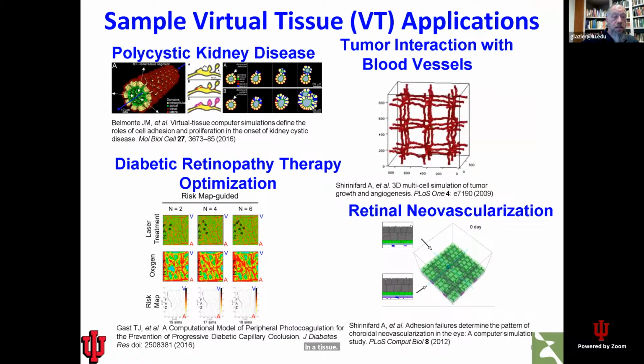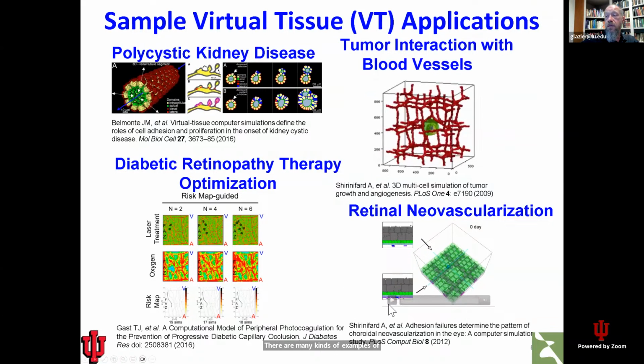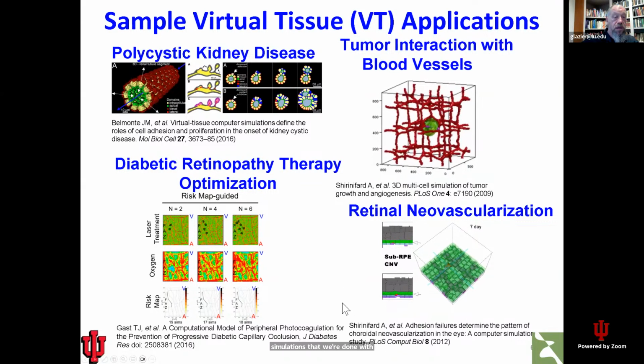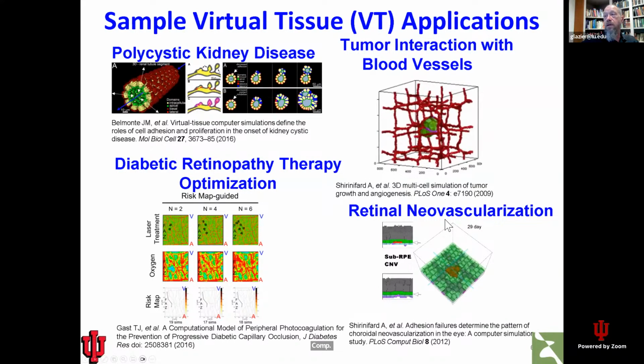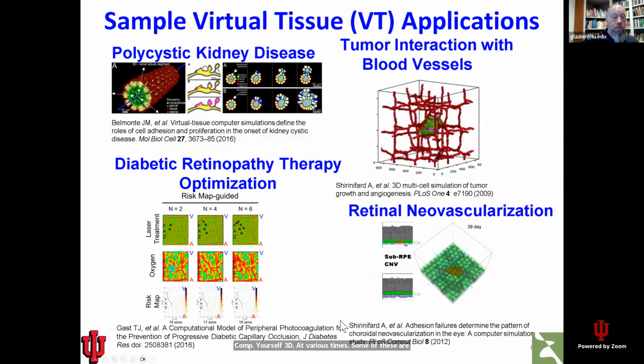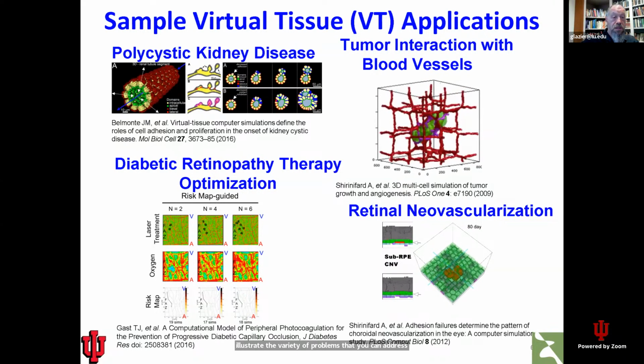There are many kinds of examples of this. These are all simulations that were done with CompuCell3D at various times. Some of these are quite old, from 2009. Some of them are a little bit more modern, but they illustrate the variety of problems that you can address with CompuCell and other modeling systems of this kind.